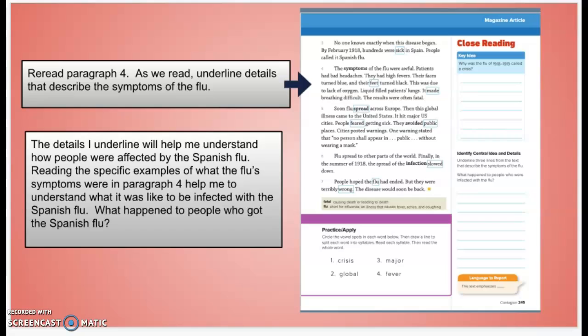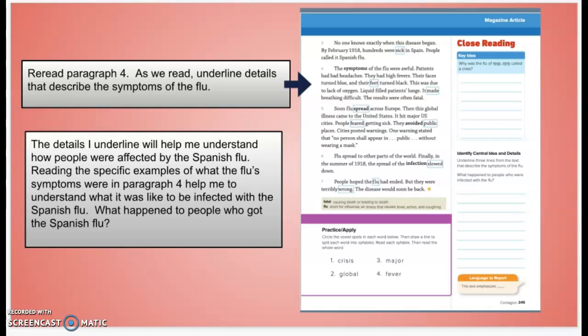Patients had bad headaches. They had high fevers. Their faces turned blue and their feet turned black. This was due to lack of oxygen. Liquid filled patients' lungs. It made breathing difficult. The results were often fatal.